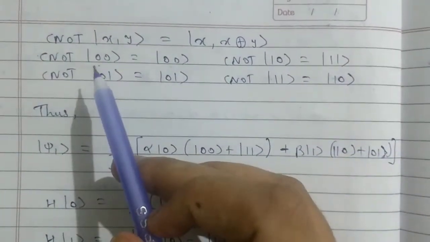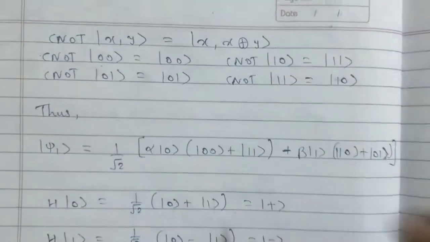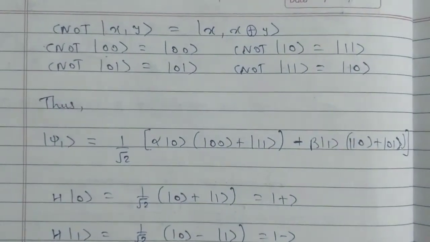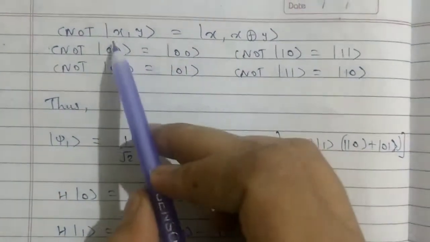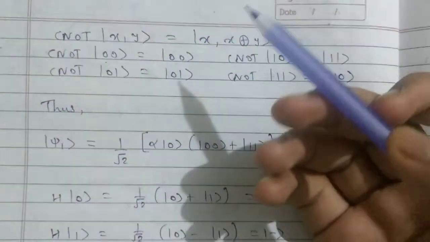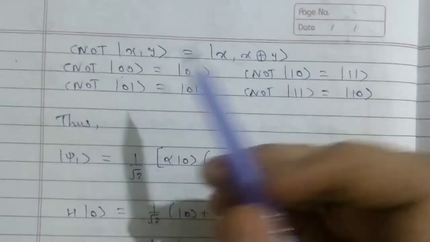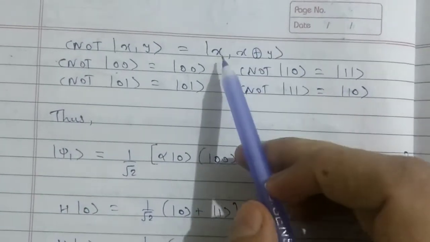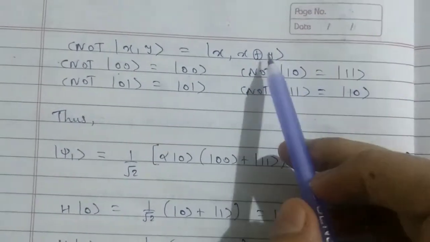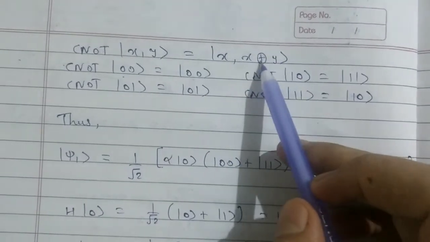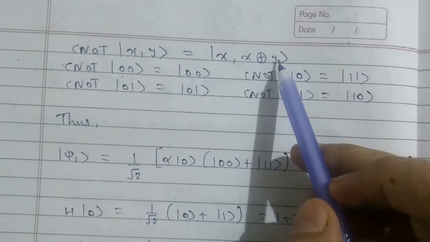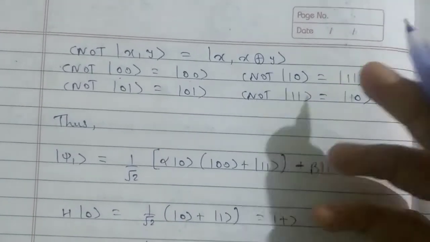Okay, now let's know what the CNOT gate does. If a CNOT gate is applied on two qubits x and y, which can take the values 0 or 1, the final result will be: the first qubit stays as it is, x, and the second qubit will be x modulo 2 y, which is the XOR.